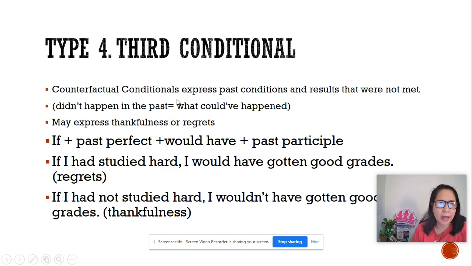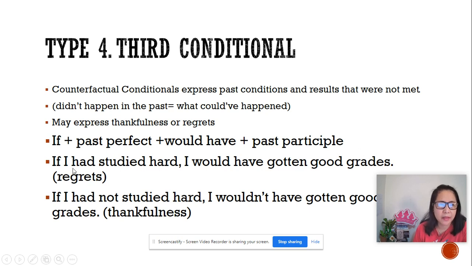And lastly, we have the fourth type, which is the third conditional. This one is counterfactual. So it did not happen in the past, and you're imagining what could have happened if it happened in the past. It may also express thankfulness or regrets. How do we formulate it? So if plus the past perfect, which is had plus the past participle of the verb, and then would have plus the past participle of the verb.